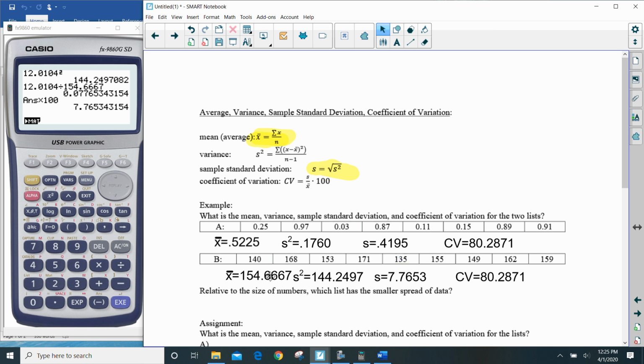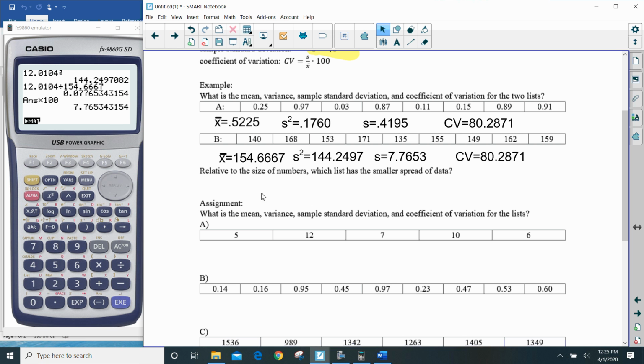All right, so what I did right there is I filled out all the same information, but again, what I'm kind of alluding to is this last question that's going to be asked. So relative to the size of the numbers in the list, okay, which one has a smaller spread? Oh, shoot, I made a mistake right here. I'm sorry, give me 1 second.